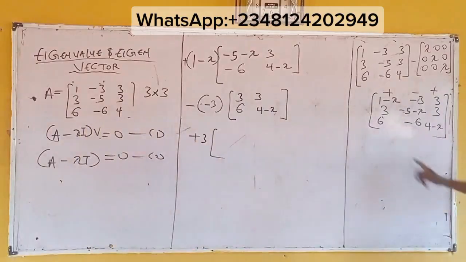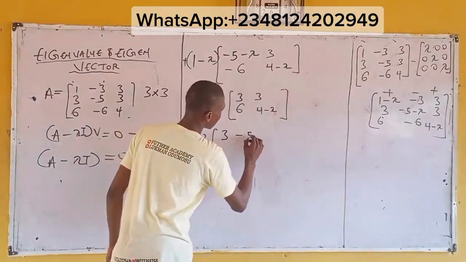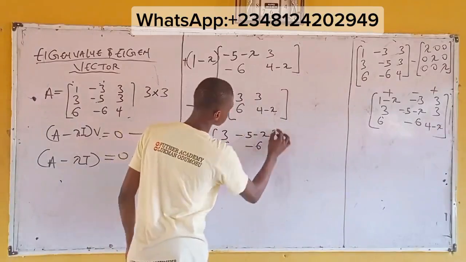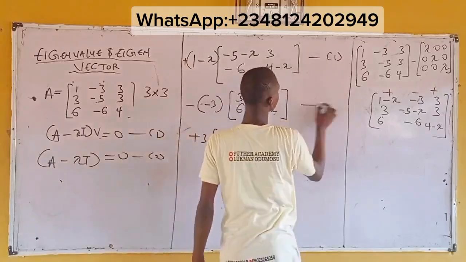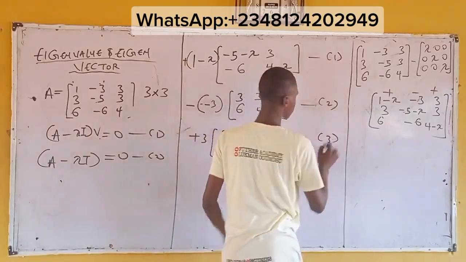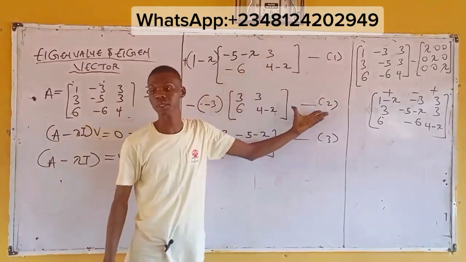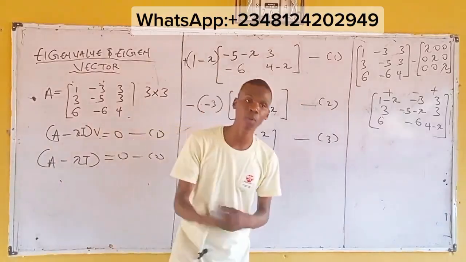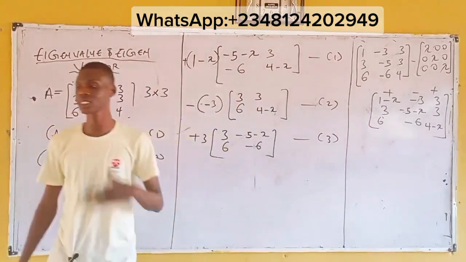Column 3 cancels out, row 1 cancels out. What are we left with? 3 minus 5 minus lambda, 6 minus 6, right? Now from here, let's say this is 1, this is 2, and this is 3. You are going to perform the determinant of 1, the determinant of 2, and the determinant of 3. Now let's take it one by one. Let's solve 1, then the next one 2, and lastly 3.